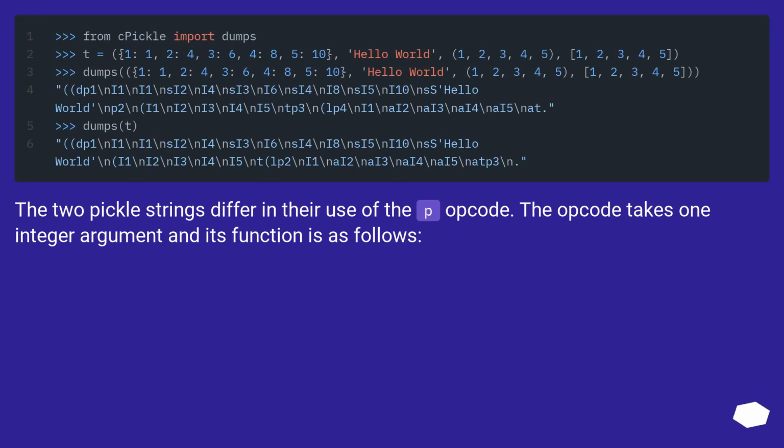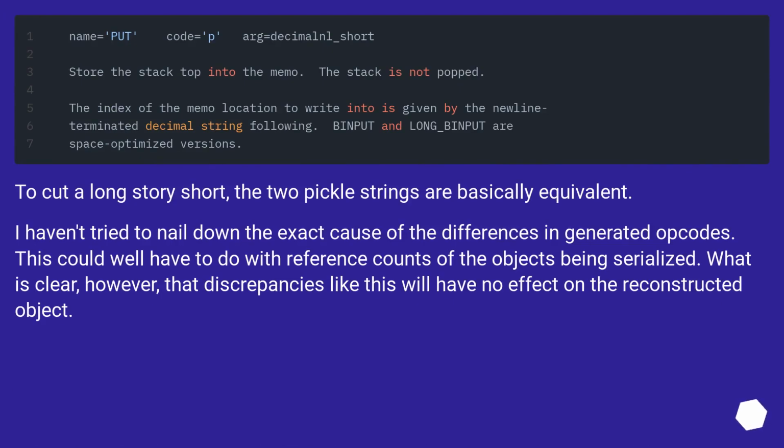The two pickle strings differ in their use of the p opcode. The opcode takes one integer argument and its function is as follows. To cut a long story short, the two pickle strings are basically equivalent.